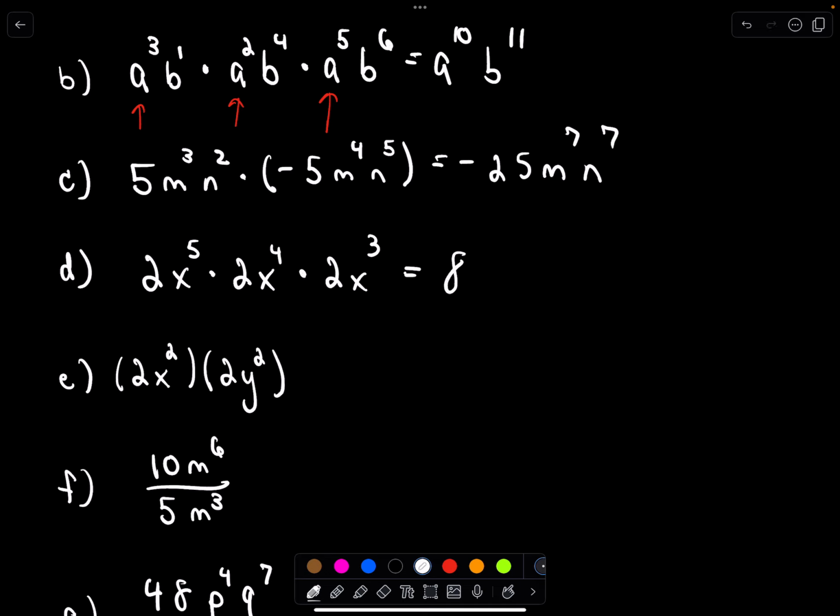I see all these like bases of x. Let's just add the exponents. 5 plus 4 is 9, plus 3 is going to be 12. So 8 times x to the 12th.